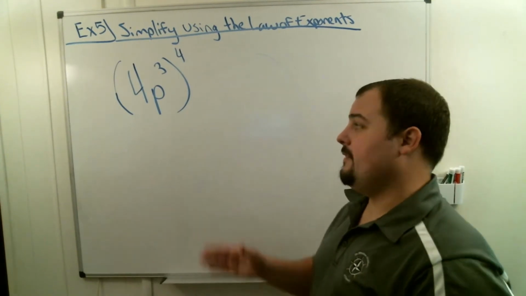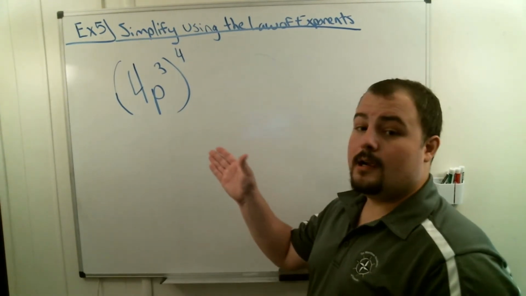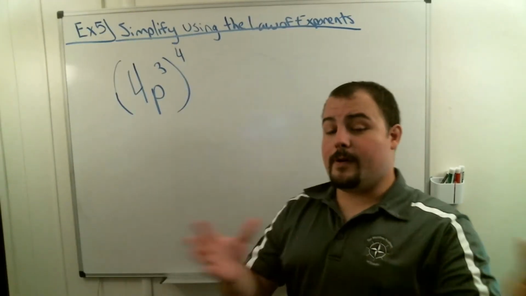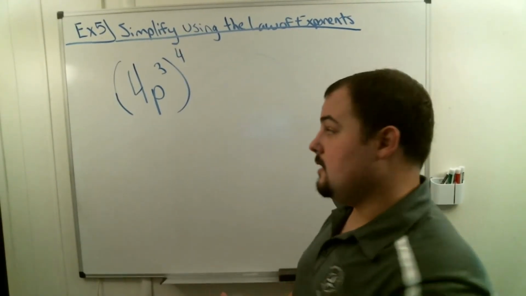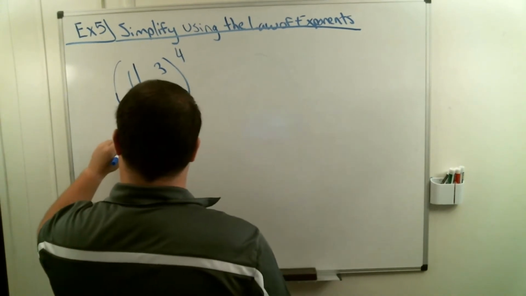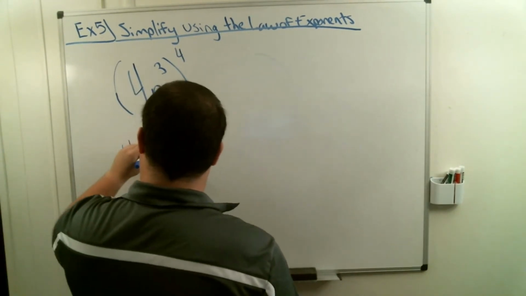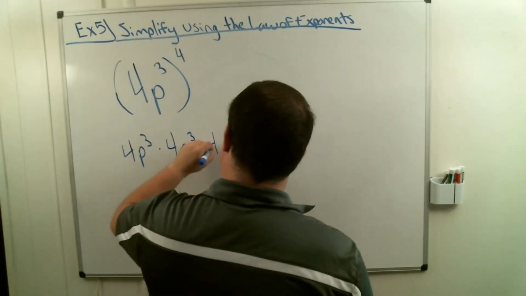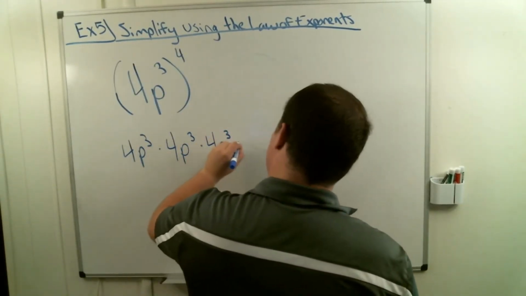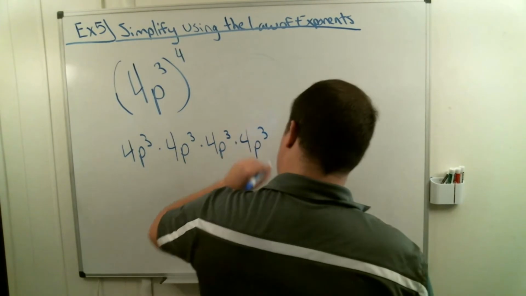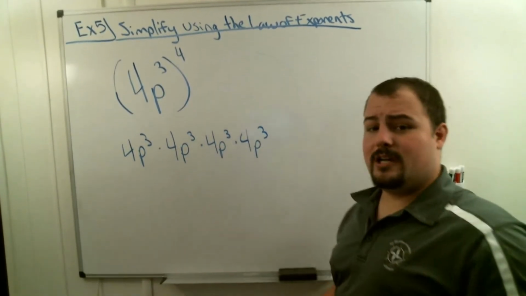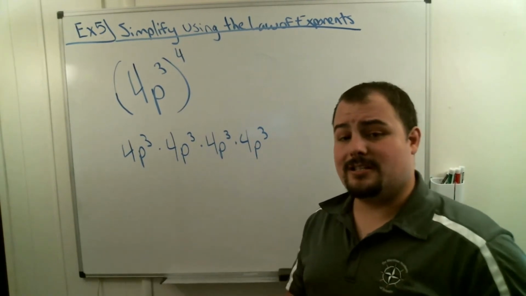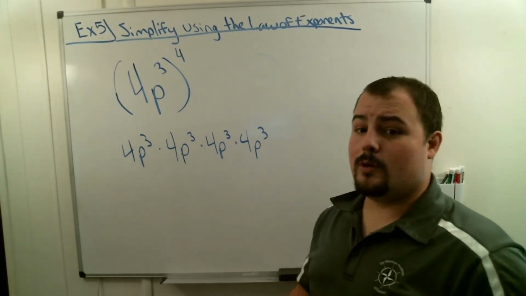What we have here is 4p to the third power. The entire problem here is happening 4 times. So if I were to expand this out, this is the way it would look. It'd be 4p to the third power times 4p to the third power times 4p to the third power times 4p to the third power. Again, I wrote it 4 times, and we don't want to have to expand everything out that many times to get to this answer. And there is an easier way.